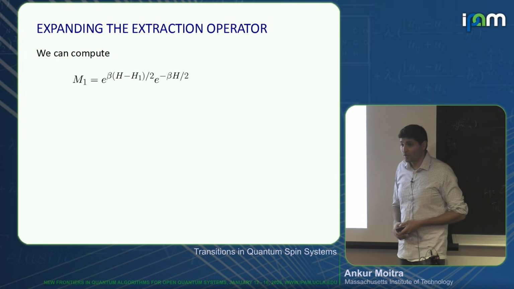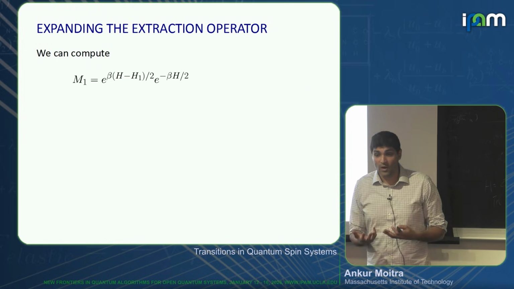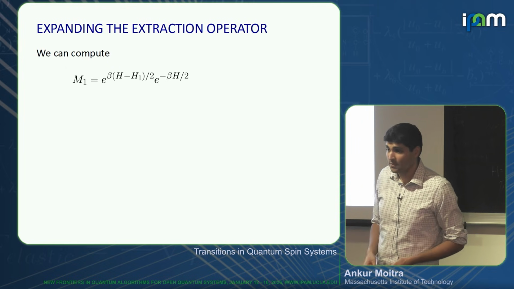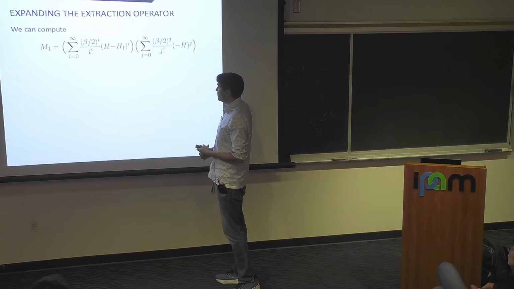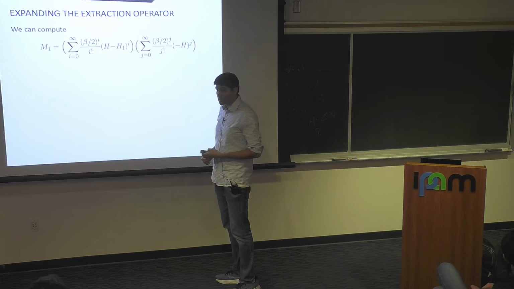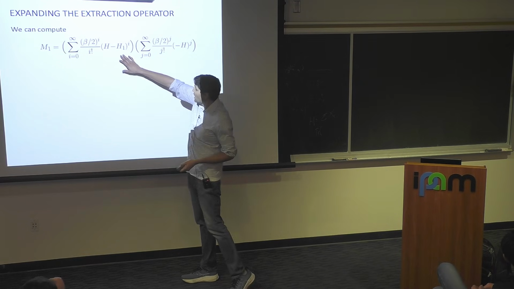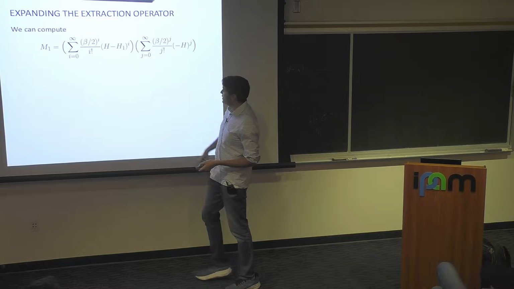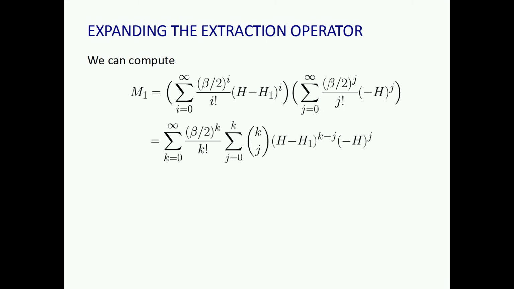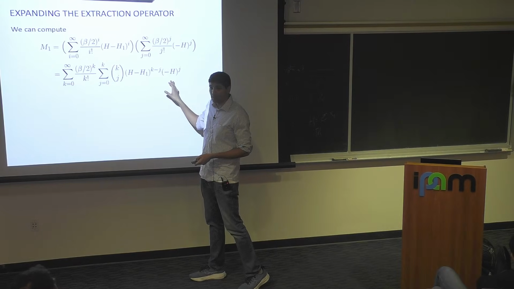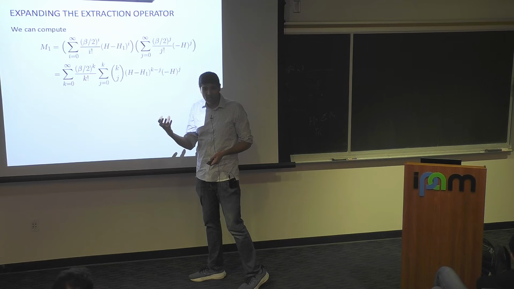Let me tell you the last part of the story, which is, why exactly does this extraction operator have this benevolent series expansion? Well, you can just compute the power series, the matrix power series for these exponentials, and you get exactly this expression right here, right? This is coming from the e to the h minus h1, and this is coming from the e to the minus h. And now the important thing is what I can do is I can collect terms. Like, what if I collect all the terms so that the total power is k? Because I'm looking for the degree k part of my expansion.